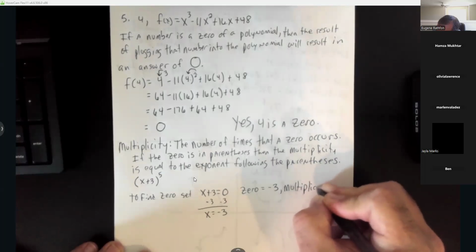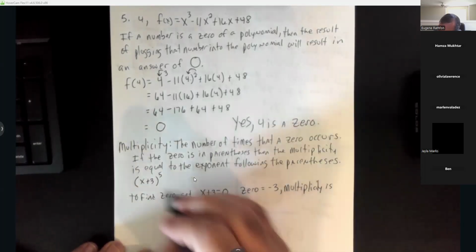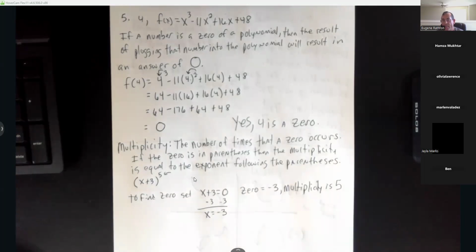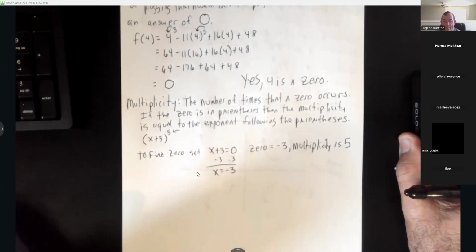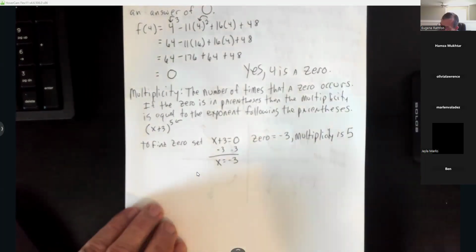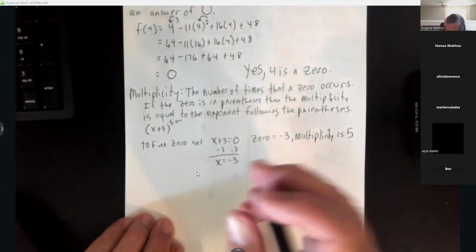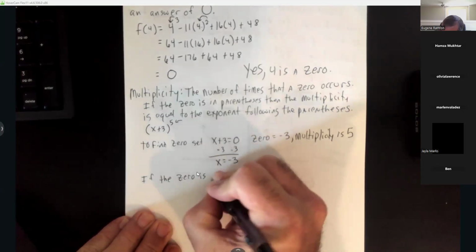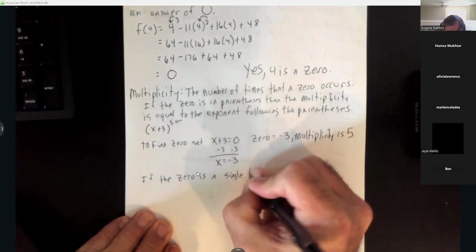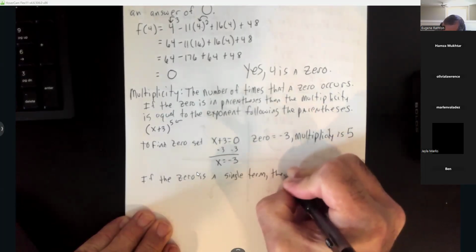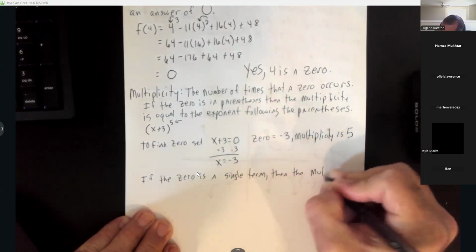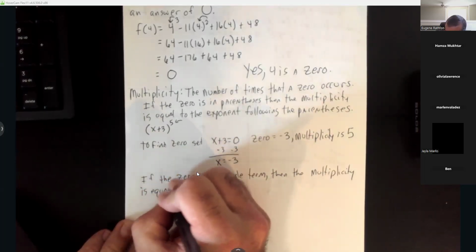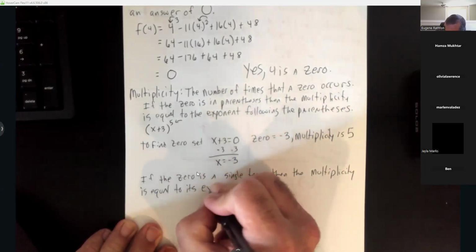Multiplicity is that exponent of 5. Okay? Now, so that was when they're in parentheses, okay? If the 0 is a single term, then the multiplicity is equal to its exponent.